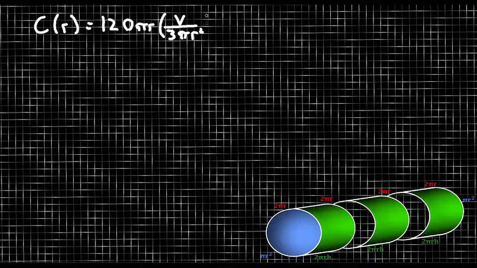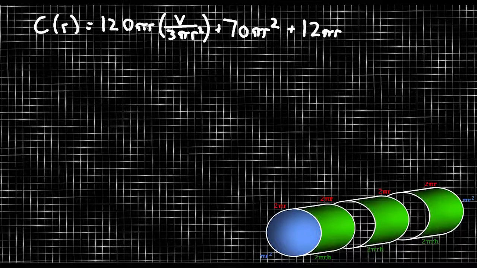So we know that our cost function, as before, was C of R equals 120 pi R times V over 3 pi R squared, and then plus 70 pi r squared plus 12 pi r.